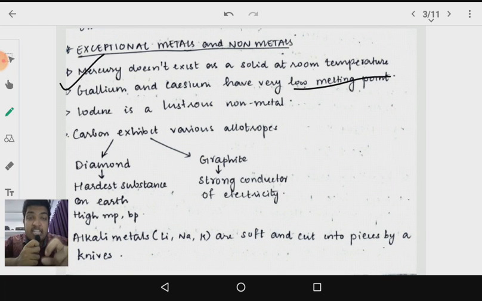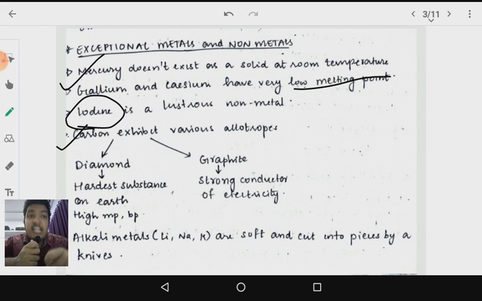Next, we have seen that only metals show luster, but we have an exception here, iodine, which is a non-metal, and has luster. Next, carbon, that is a non-metal, can exhibit various allotropes. Allotropes means different forms of the same element. Examples of allotropes of carbon include diamond as well as graphite. Diamond is the hardest substance known so far. It has a very high melting point and boiling point despite being made of a non-metal.